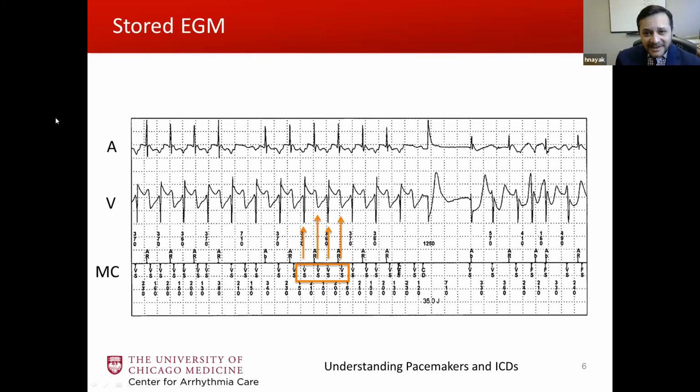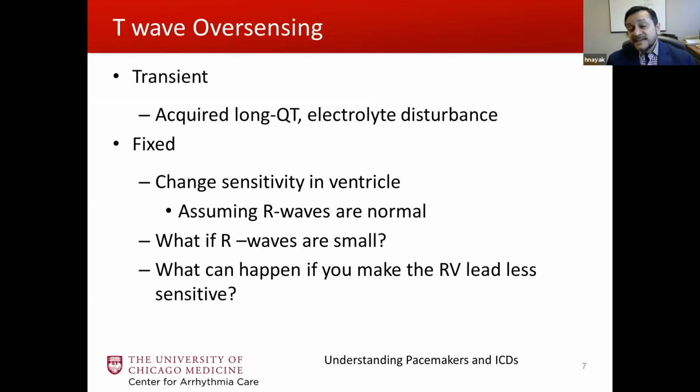So this is pretty much classic T-wave oversensing, and you can see that here. The device is seeing the ventricular electrogram, and then it's seeing this signal here, which represents repolarization, and then seeing this ventricular electrogram here. So it's double counting this and considering this as a ventricular electrogram. So it thinks this person is in ventricular dysrhythmia, and then it's going to deliver a shock. Excellent. So T-wave oversensing can be transient.